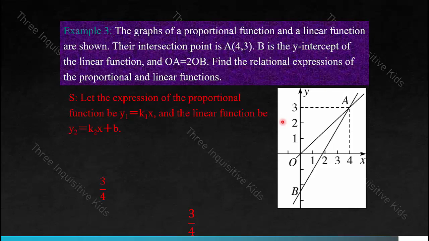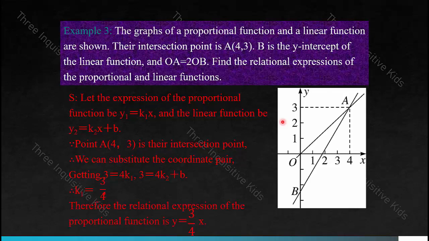Let the expression of the proportional function be y1 is equal to k1x, and the linear function be y2 is equal to k2x plus b. Point A (4, 3) is their intersection point, meaning that this is the common solution to both of these functions. It works in both of these functions. We can substitute this coordinate pair into the functions, and we get k1 is equal to 3/4. Therefore, the relational expression of the proportional function is y is equal to 3/4 of x.